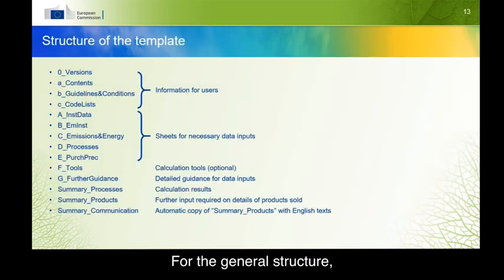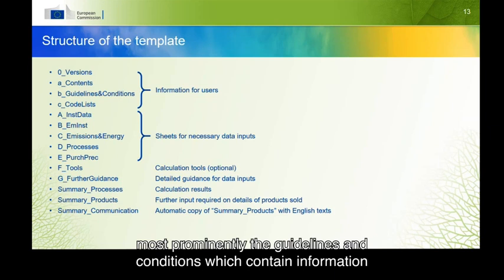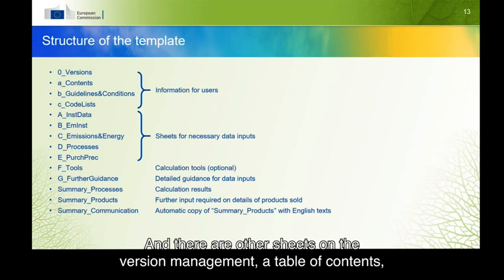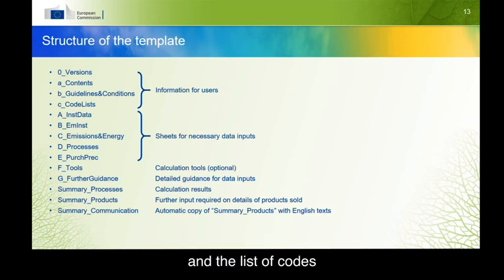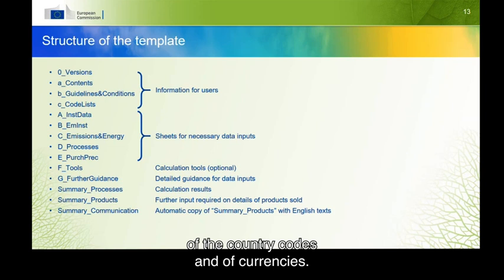For the general structure, so we don't have to show the template itself: the first 4 sheets of the template contain useful information, most prominently the guidelines and conditions, which contain information you have just learned. And there are other sheets on version management, a table of contents, and a list of codes, regarding the CN codes of the products, the CBAM goods, the country codes, and the currencies.